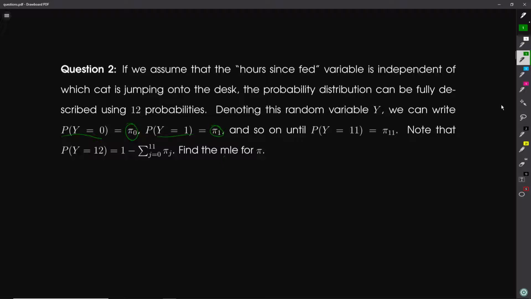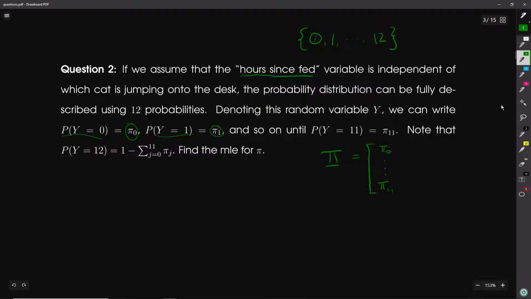Now, this random variable y is what maps onto our hours since fed variable. Now the hours since fed variable, if you remember from the previous video, is an integer value somewhere between 0 and it can go up to 12. And we're assuming that it's independent of which cat's jumping on the desk, and that then it can be described using these 12 probabilities. And so say that pi here is the vector from pi 0 down to pi 11.